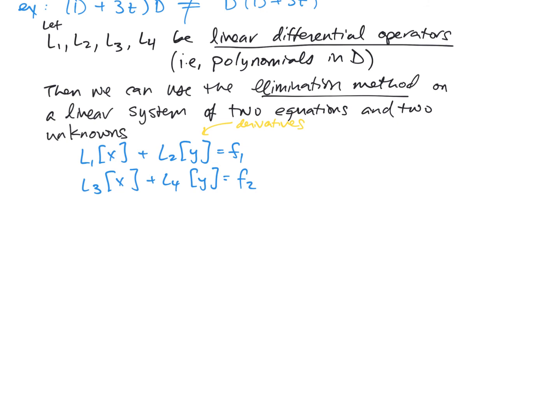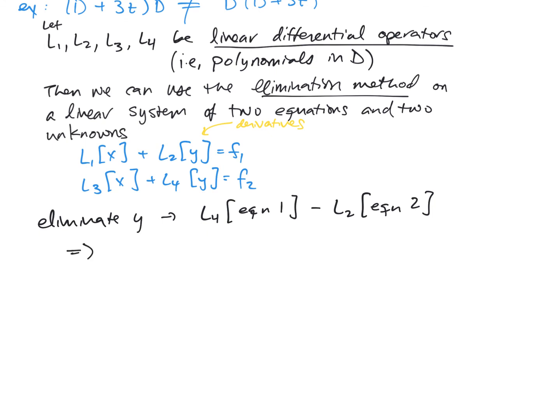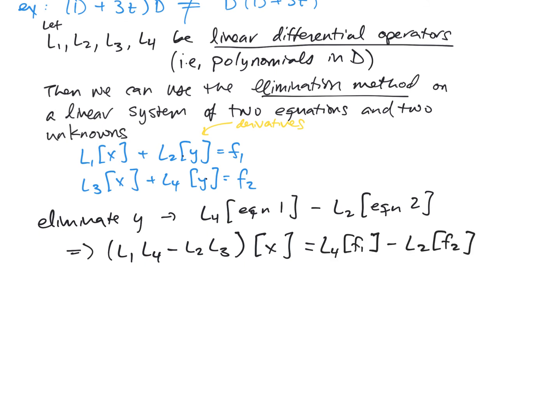So let's say we want to eliminate y by doing L4 to the first equation and then subtracting L2 of the second equation. So that gives you L1 L4 minus L2 L3. Now the y terms cancel, so we just have an x, and then what you're left with on the right-hand side is this.